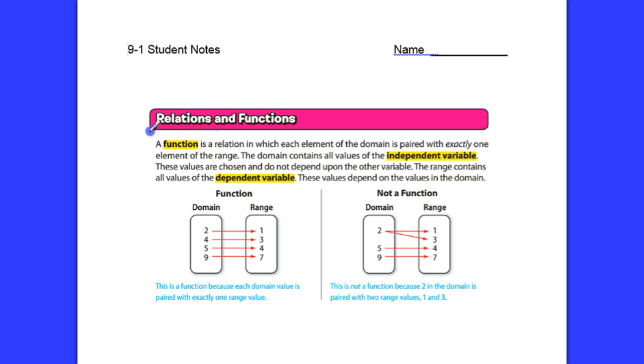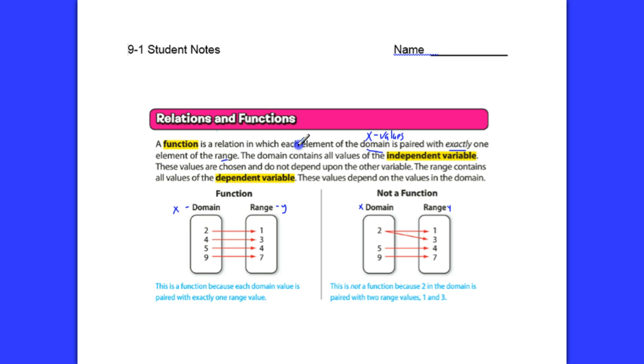Okay, a function, I'm just going to read it here with you. A function is a relation in which each element of the domain is paired with exactly one element of the range. Okay, so before we go on, domain, that's basically the x values in an ordered pair. So domain is like x, all right? When one of the domain is paired with exactly one of the range. The range are the values of y. So x are the domain, the range are y.